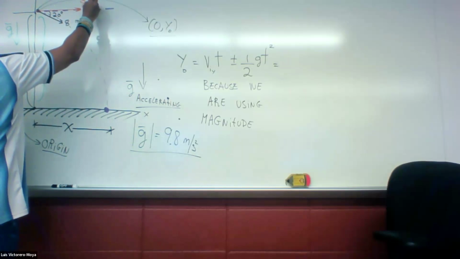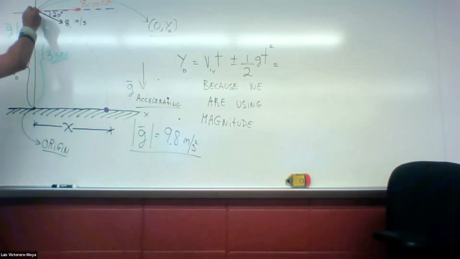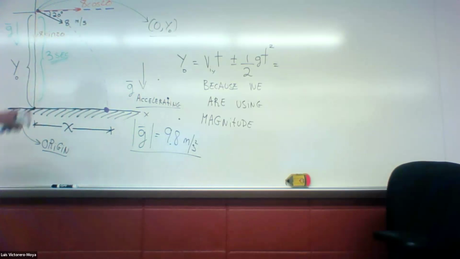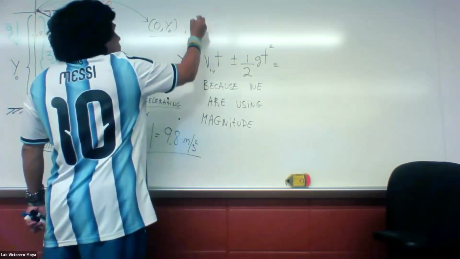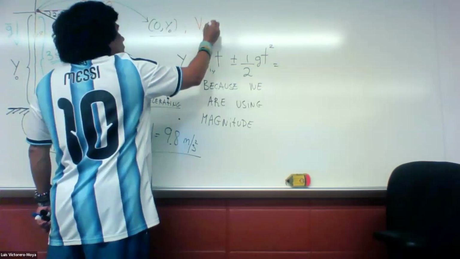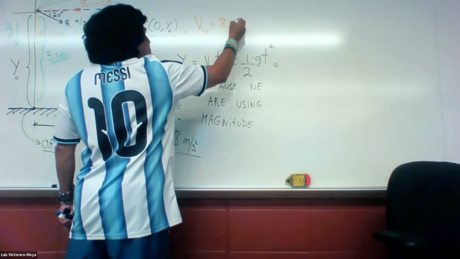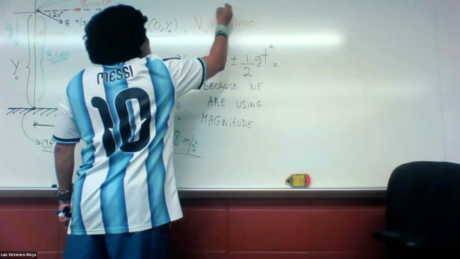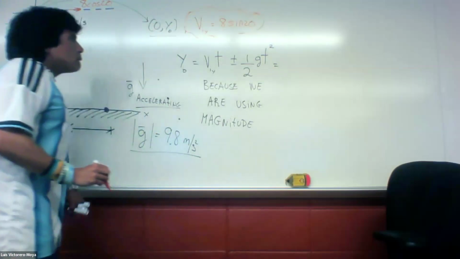8 cosine 20, 8 sine 20, that's V initial on Y. And I'm going to leave it as positive. All right?